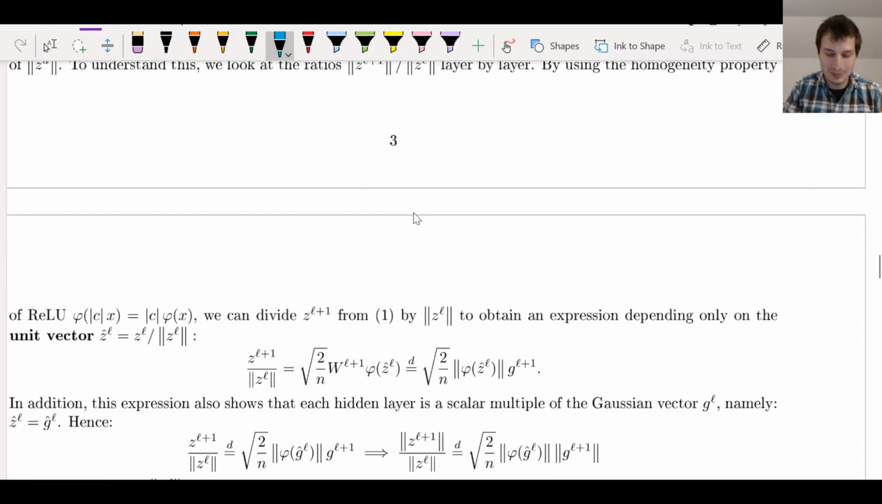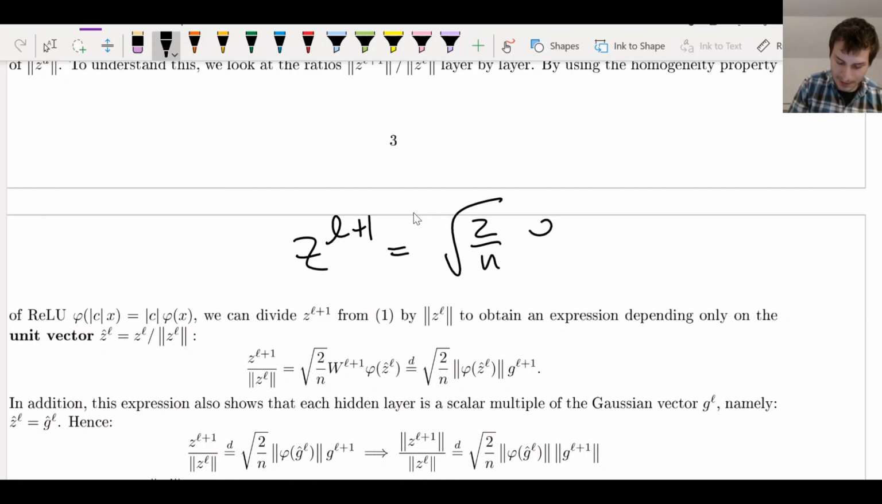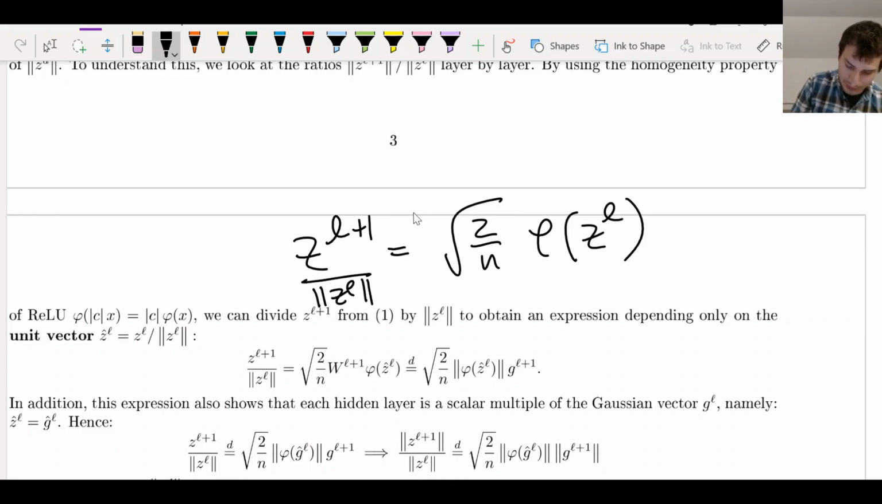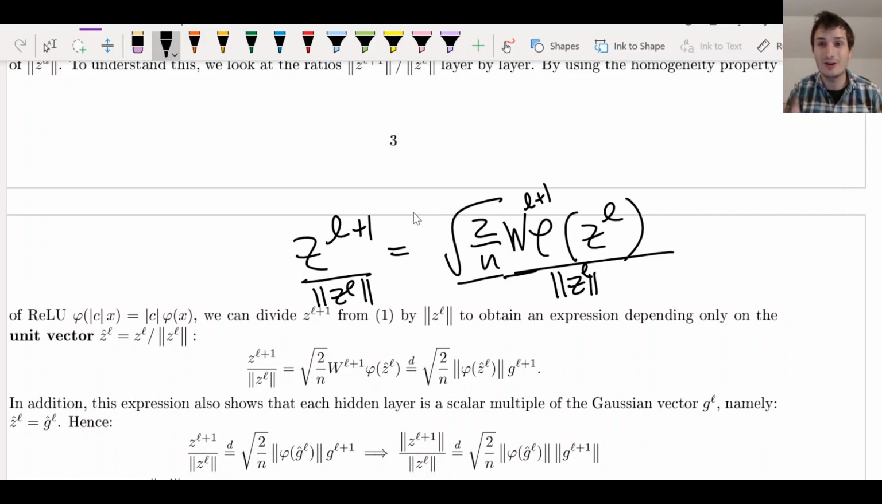So the first step we do is we look back to our definition of the layers. So remember, to get from one layer to the next layer, we did this. We said ZL plus 1 is equal to square root 2 over n times phi of ZL. And what we're going to do is divide both sides of the equation by the norm of ZL. Okay, I forgot to multiply by the Gaussian matrix that's going on here. So let me put that back in. So it's a Gaussian matrix, WL, the weights in layer L, times the output of the previous layer. And I divide by the norm of ZL.